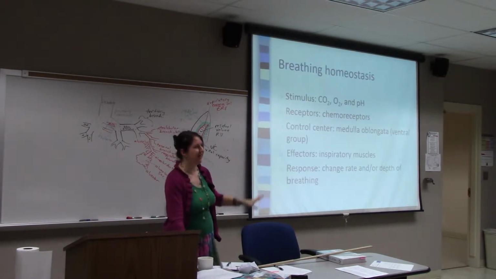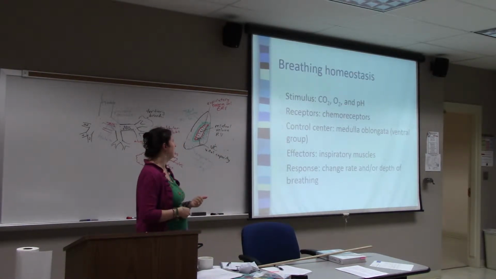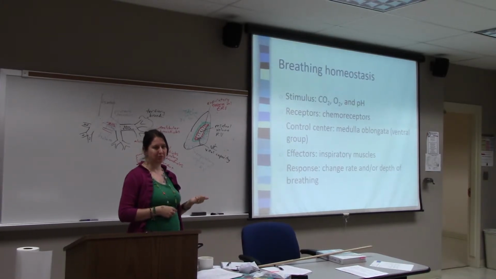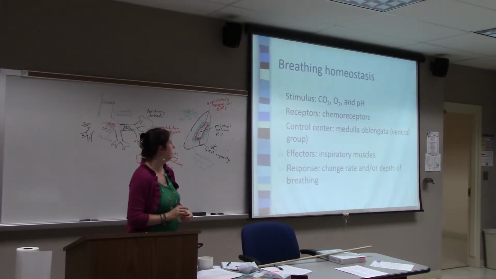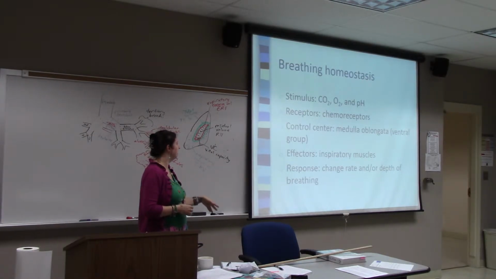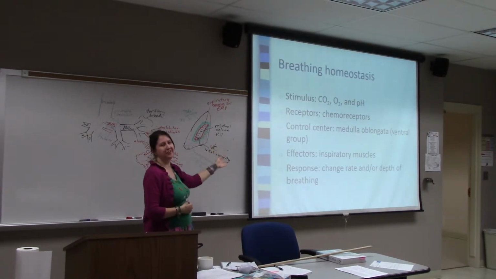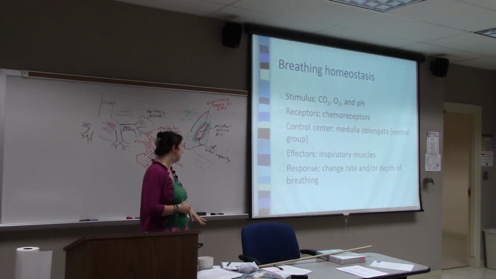If we put it together, your stimulus is O2, CO2, or pH, or maybe a combination of them. Receptors are chemoreceptors. Control center is the ventral respiratory group. Effectors are the inspiratory muscles. The response would be to change the rate and/or depth of breathing.